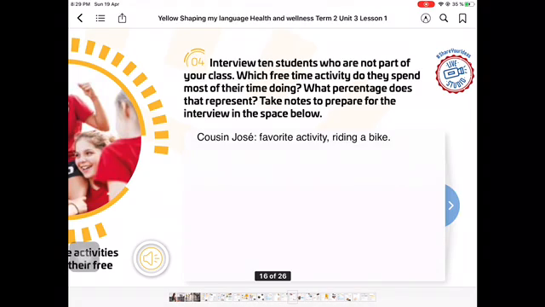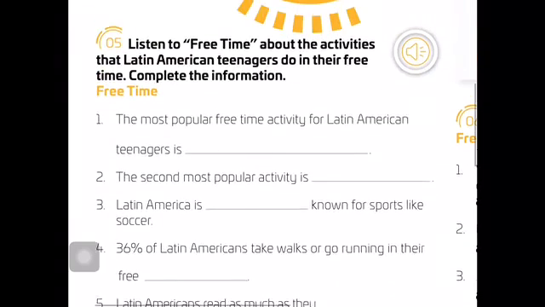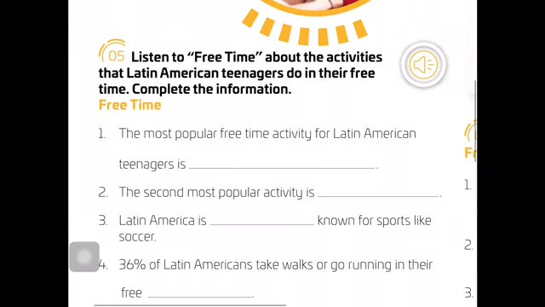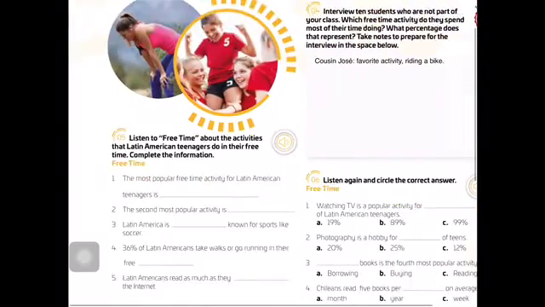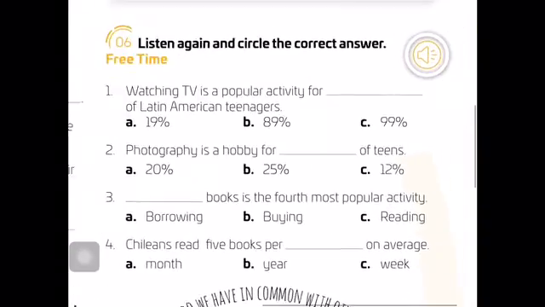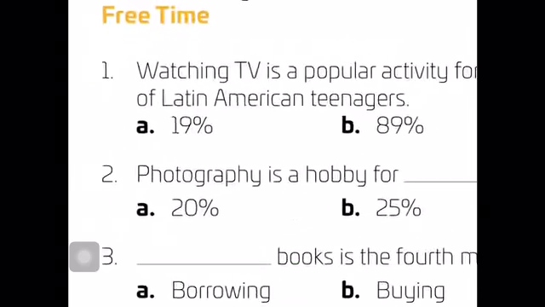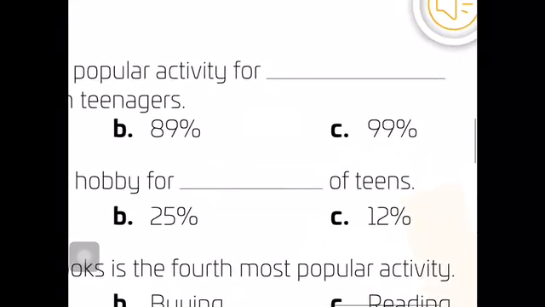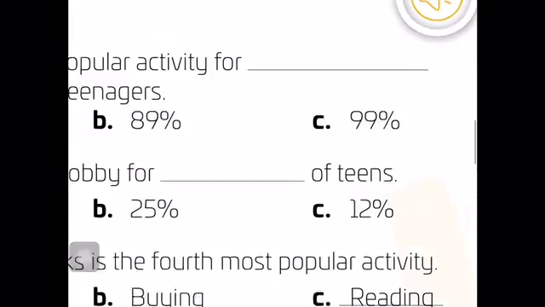Okay, very good. On the same page, we have the exercise 5, a listening. Complete the information. I will give you this audio so you listen and complete. Okay, very good. Exercise 6, you listen again and circle the correct answer. Watching TV is a popular activity for 19%, 89%, or 99% of Latin American teenagers. You circle A, B, or C.